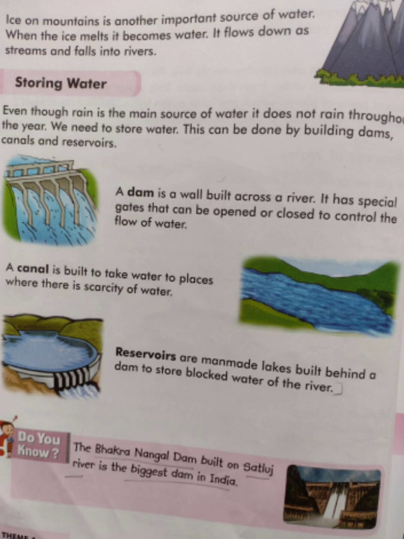So you can see these special gates, and these can be opened and closed according to the flow of the water. Means if they want to control the water, then they close the gates, and if they want the water to flow into the rivers, then they open the doors of these main dams.